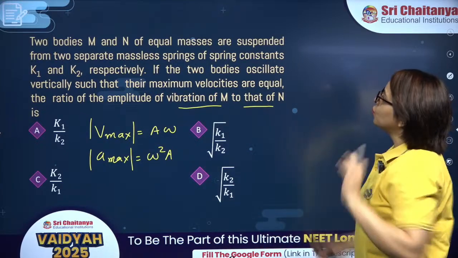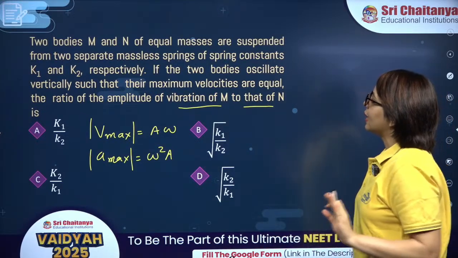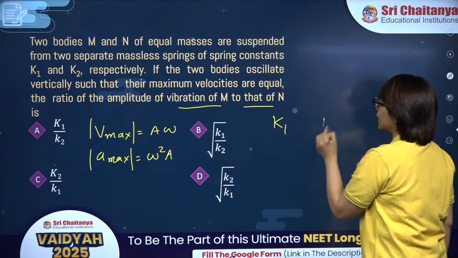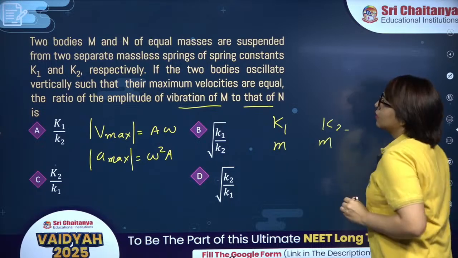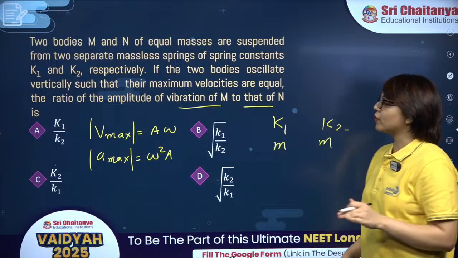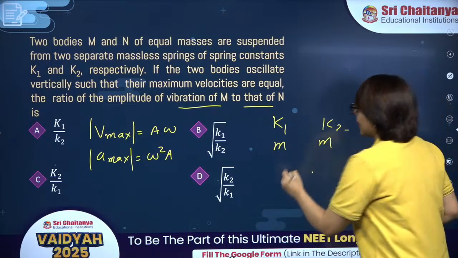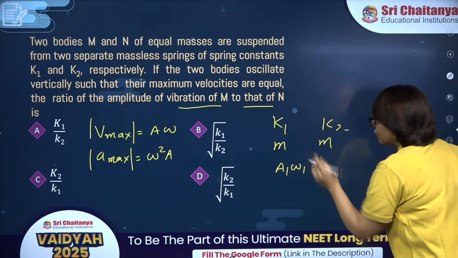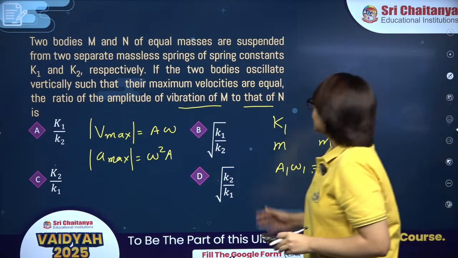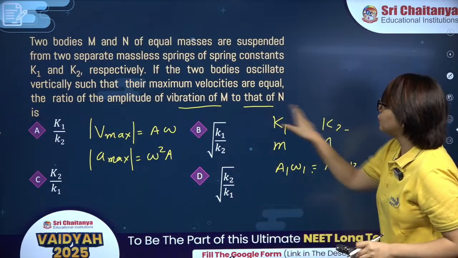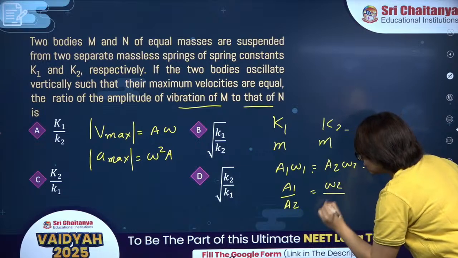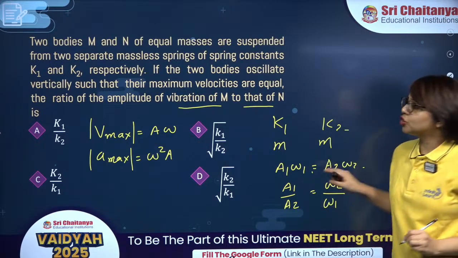Alright, so we have two bodies of equal masses, connected by two separate massless springs of spring constants K1 and K2. Now they oscillate vertically such that maximum velocities of these two bodies are equal. That means A1 omega 1 for the first body should be equal to A2 omega 2. Then what is the ratio of the amplitude of M to N? So A1 upon A2 will be omega 2 divided by omega 1. This should be the ratio.